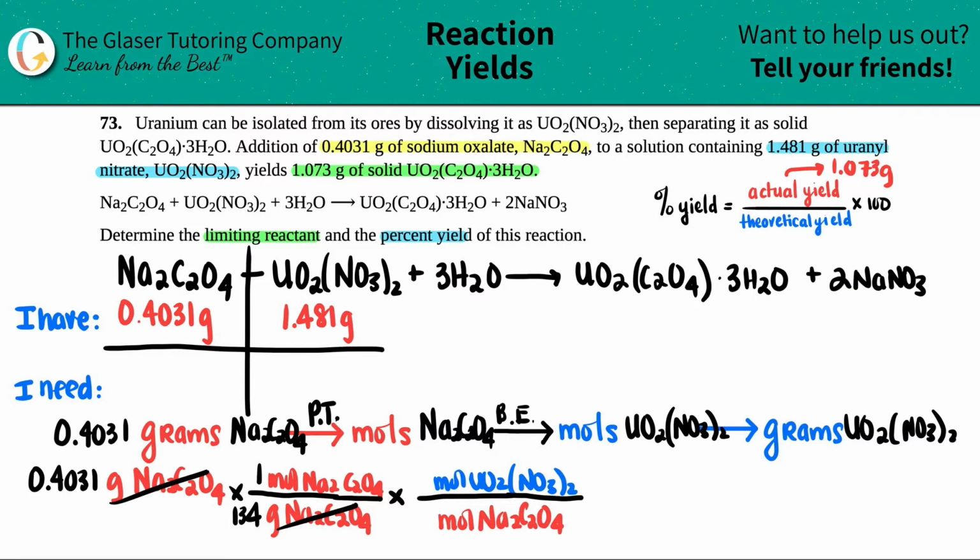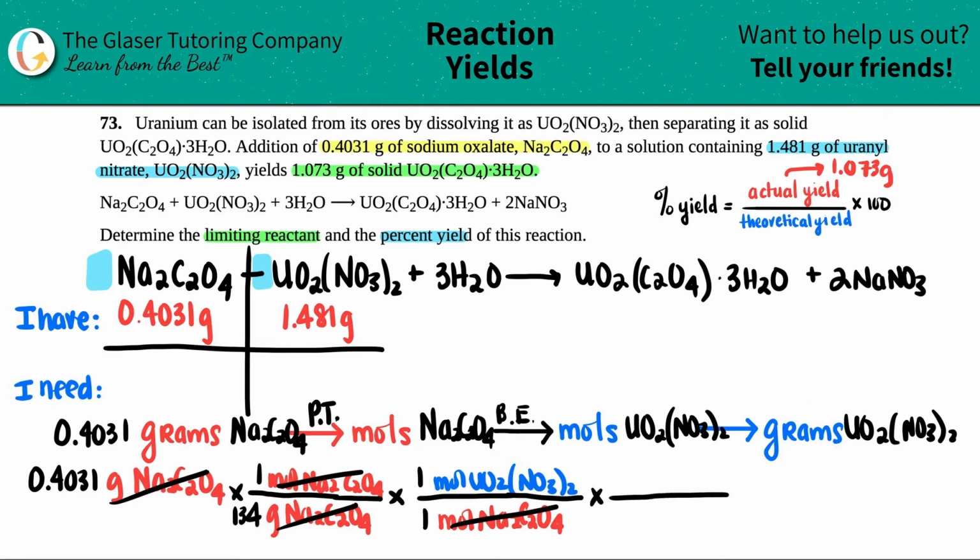But if we look at these two compounds, right, I see that I don't have a coefficient in front of either of them. That means that there is only one of each, right? So for every one Na2C2O4, and maybe I'll write that in black, I have one UO2(NO3)2. And now this cancels out. One more step away, we just got to find out how many grams we have.